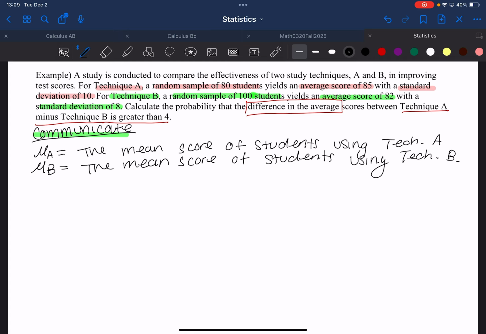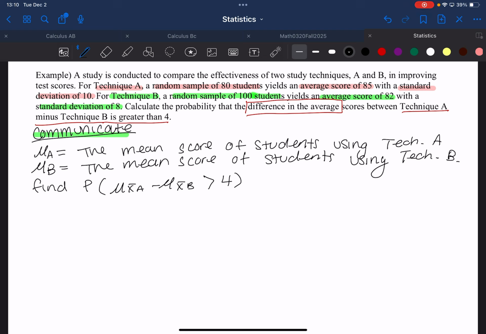Once we label this, and this is the same process we did for proportions, we said P1 is equal to the proportion of this. P2 is equal to the proportion of this. Then we have to label what we're trying to find. Well, we're trying to find the probability that x bar A minus x bar B is what? Greater than 4. That's it. We're done with communicate.